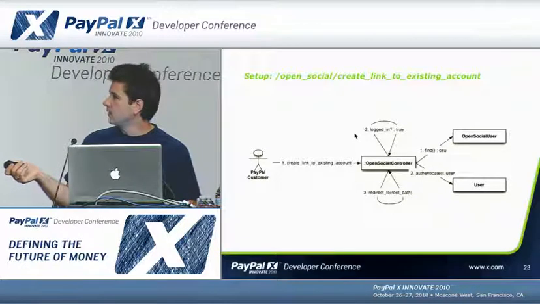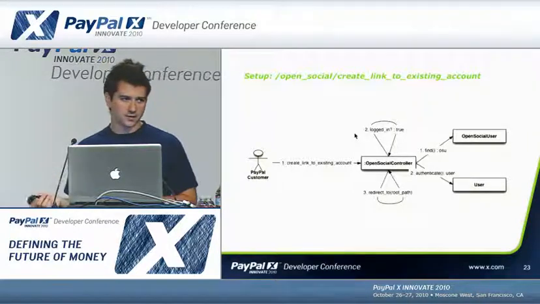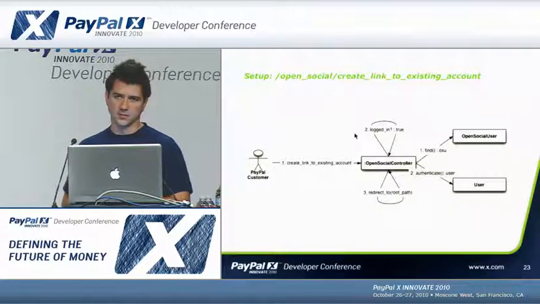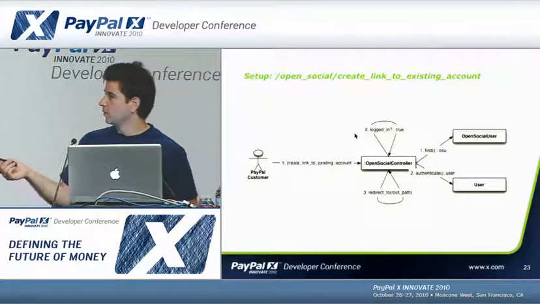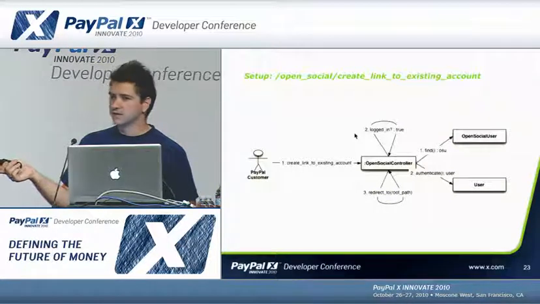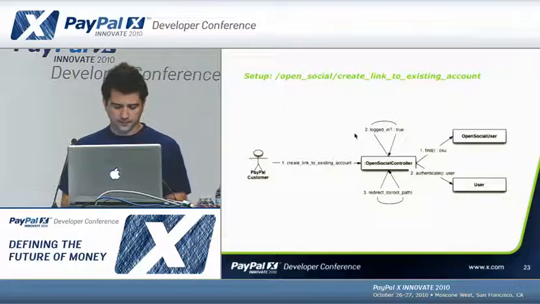So we go through and we find the OpenSocial user once again. This time, to link to a current existing Outright account, you have to actually type in your username and password. Otherwise, you could just attach to any account. So we take that username and password that they entered, and we authenticate the user. If that's valid, we attach the OpenSocial user, and then once again they're logged in, and we redirect to the root path.